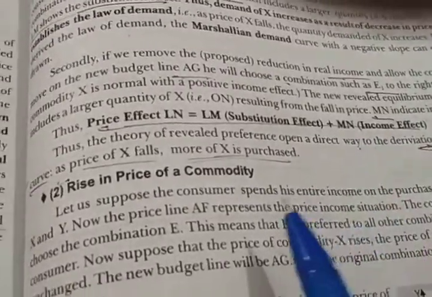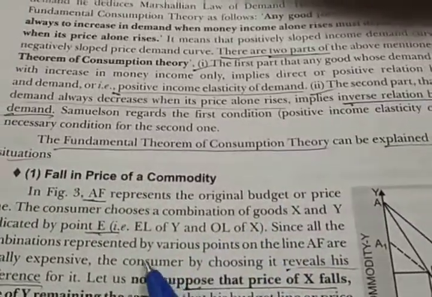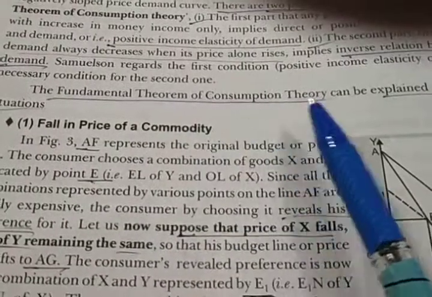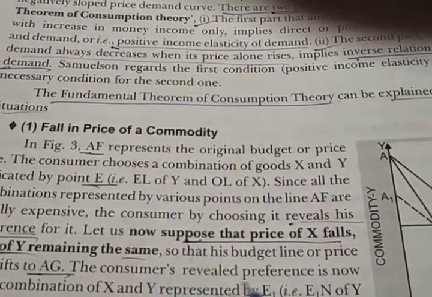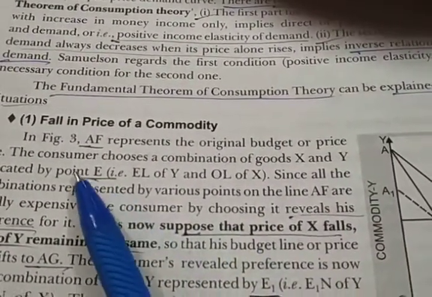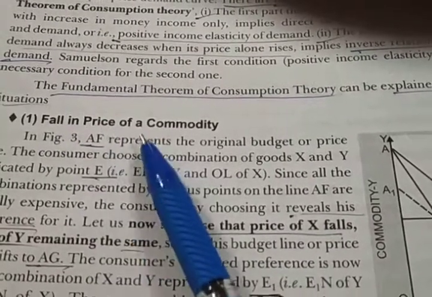So this was the explanation of the fundamental theorem of consumption theory given by Samuelson by taking the case of fall in price of a commodity.